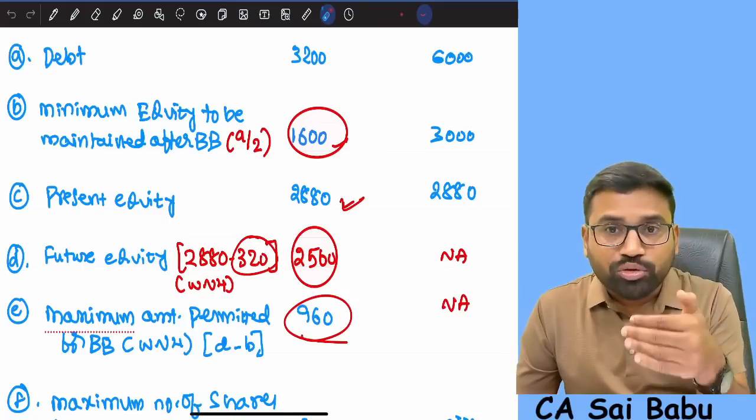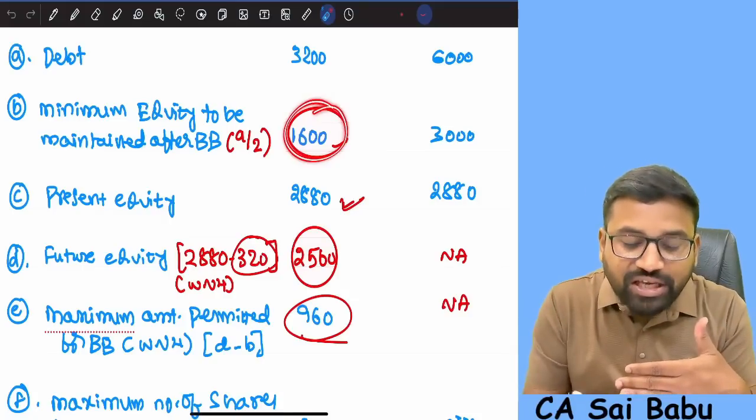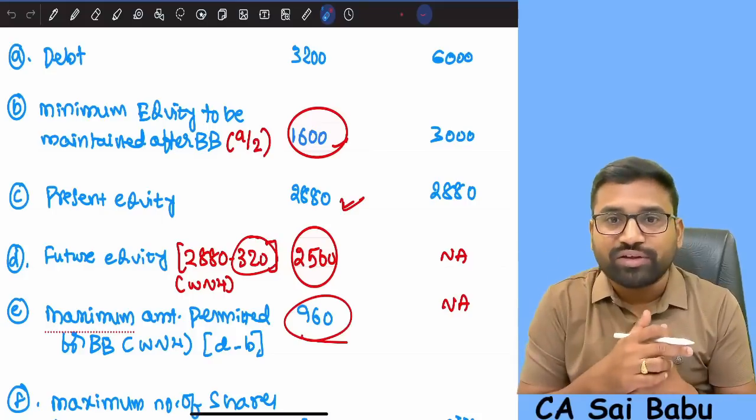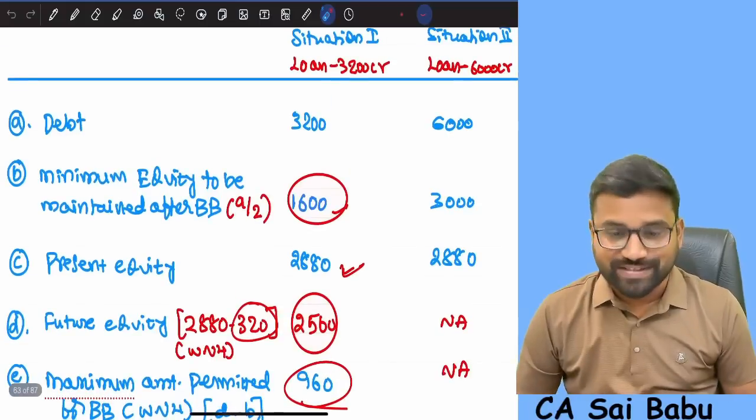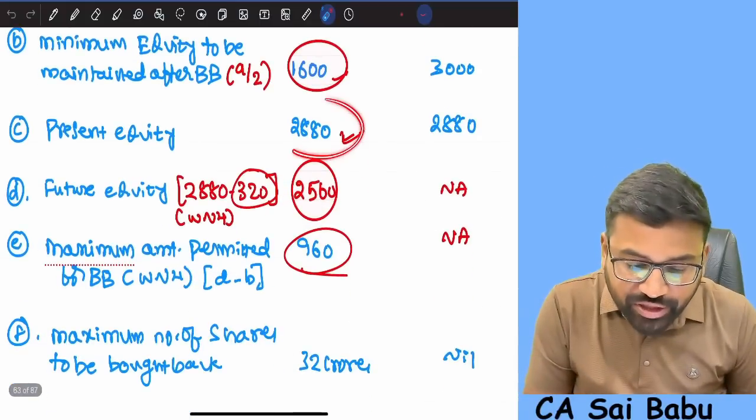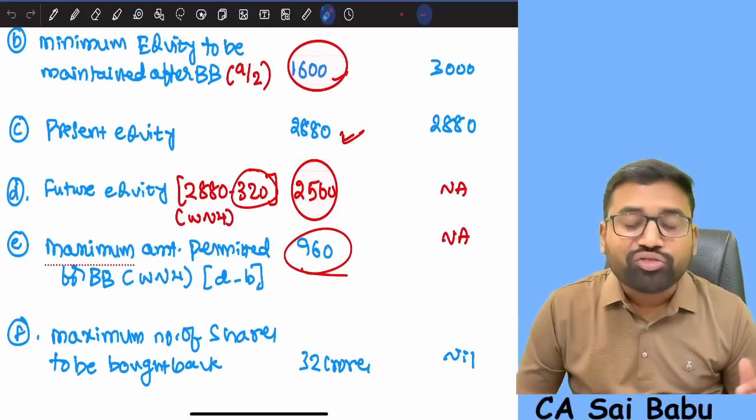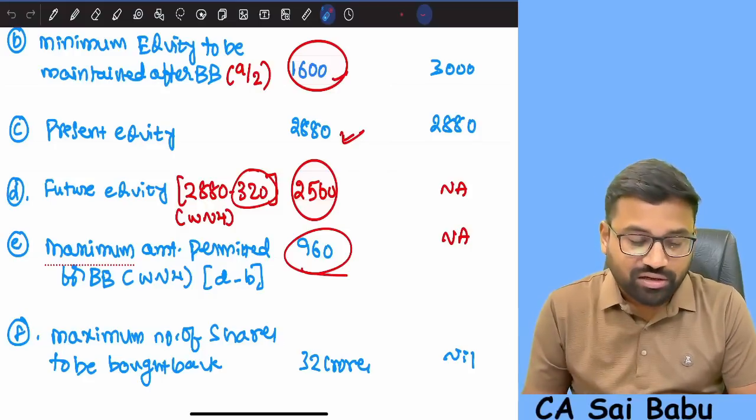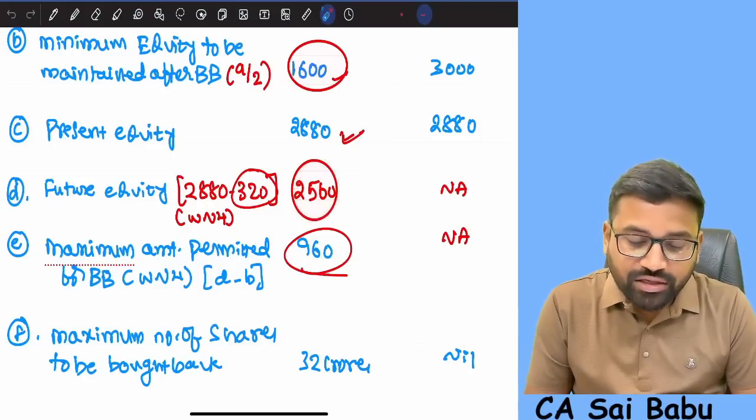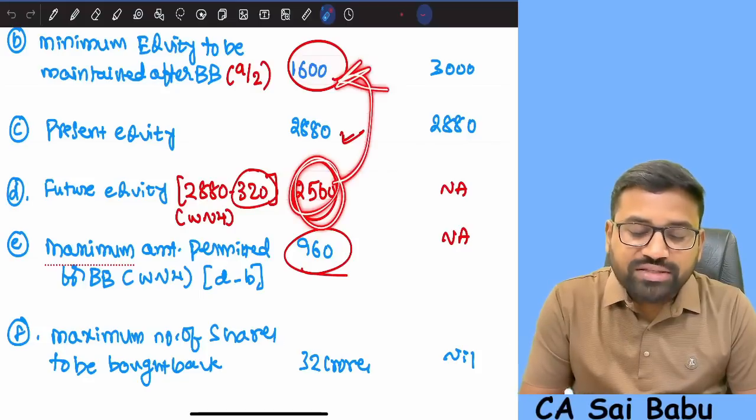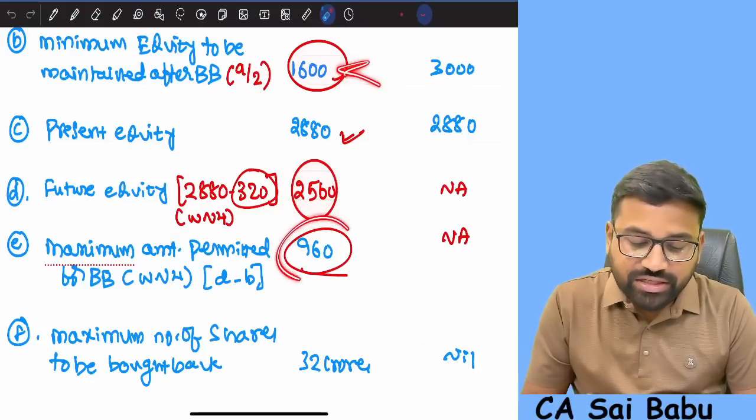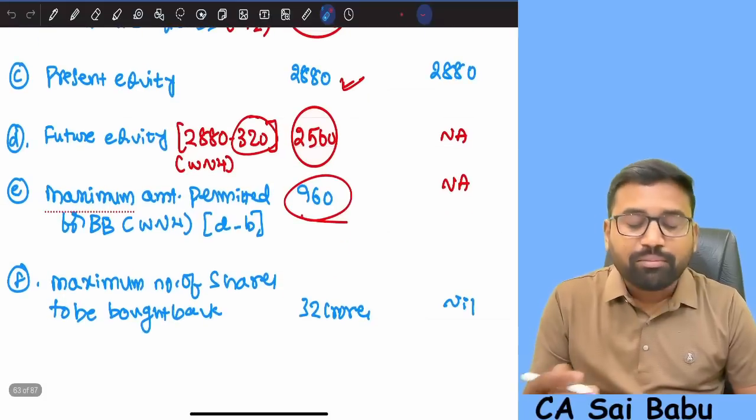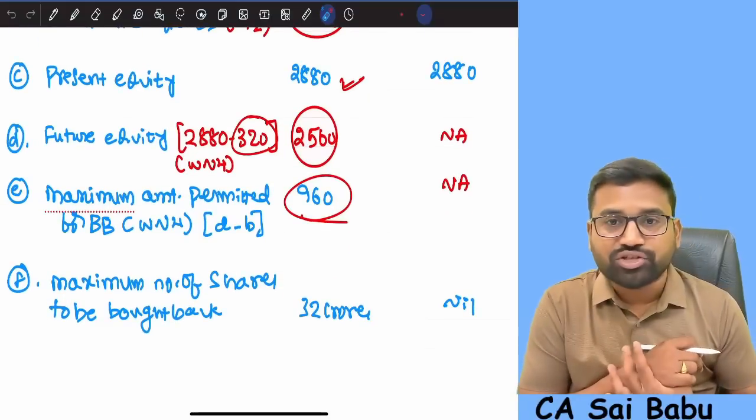Then whatever balance is there, I need to compare with the equity to be maintained after buyback. To the extent of that gap, I can use equity for buyback of shares as per the debt equity ratio test. So my present equity is 2880. Now I need to find out the amount to be transferred from this to CRR. Once I know that, I know the future equity. And if this is the future equity, and the equity to be maintained after buyback is 1600, I can easily find out the maximum amount permitted for buyback, then divide by the buyback price. Then I will get the maximum number of shares to be bought back.